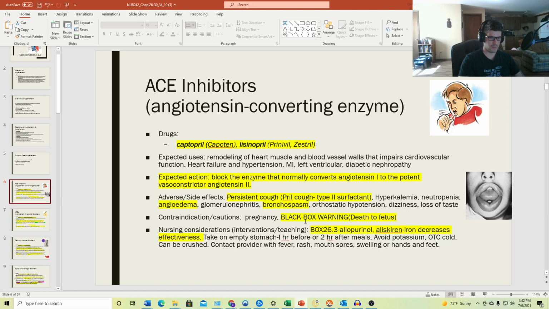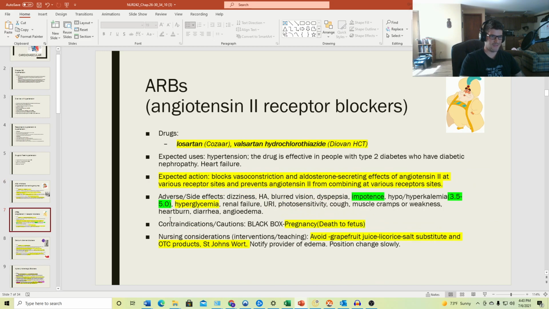Obviously, black box warning is highlighted. We always highlight those. Kills babies. And then she also did mention allopurinol, iron decreases effectiveness. I'm going to turn down my gain here. All right, next. ARBs, angiotensin 2 receptor blockers.